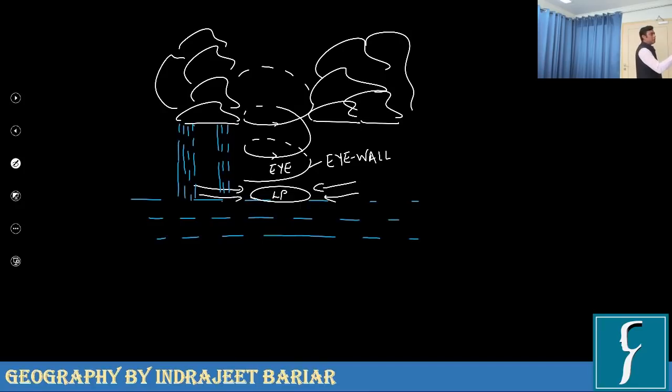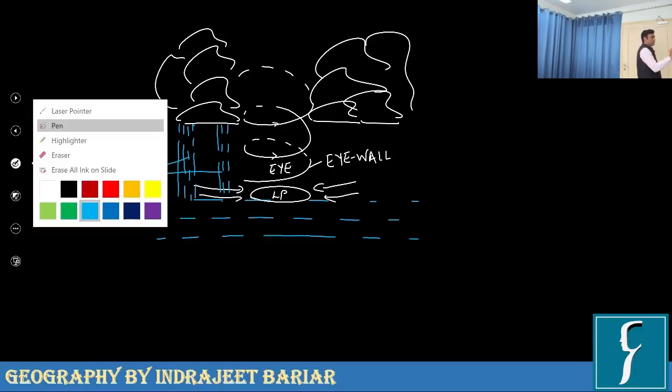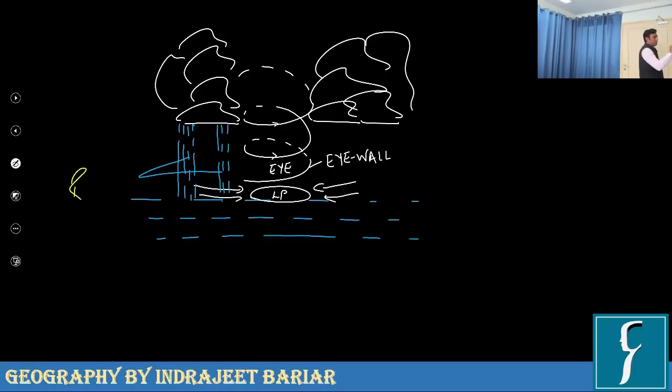And these regions are called rain bands. Okay, now, what's this rain band? Why rain band? Why is the rainfall not continuous?